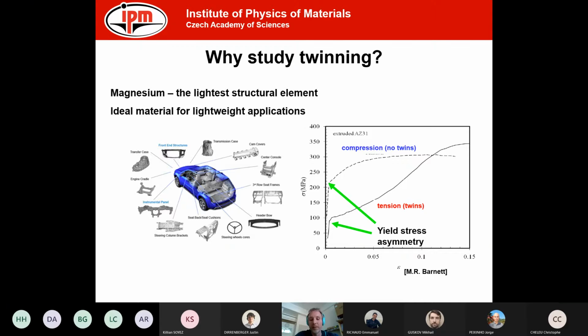which could be good. But the problem with twinning that is very profound in magnesium is that it's unidirectional process. So on this plot on the right side, what you can see, you have an extruded AZ31 alloy, a sheet, and if you do the tensile test or the tensile and compression test in the different directions.